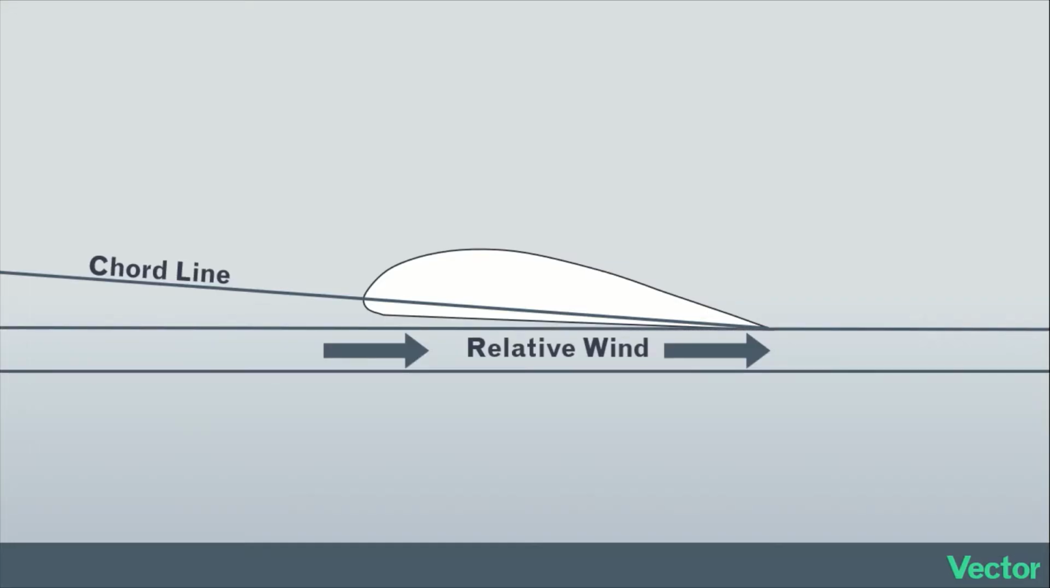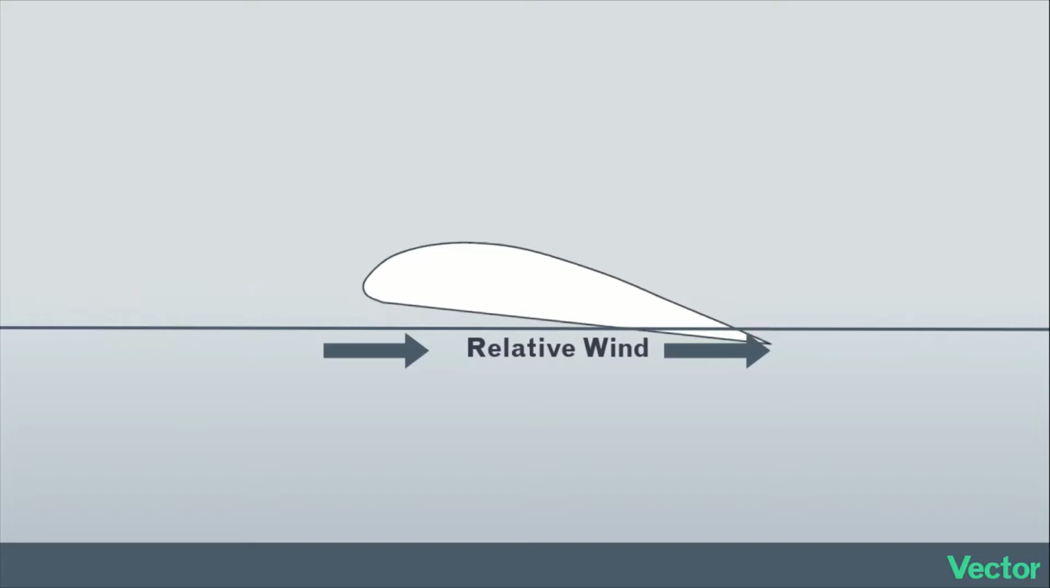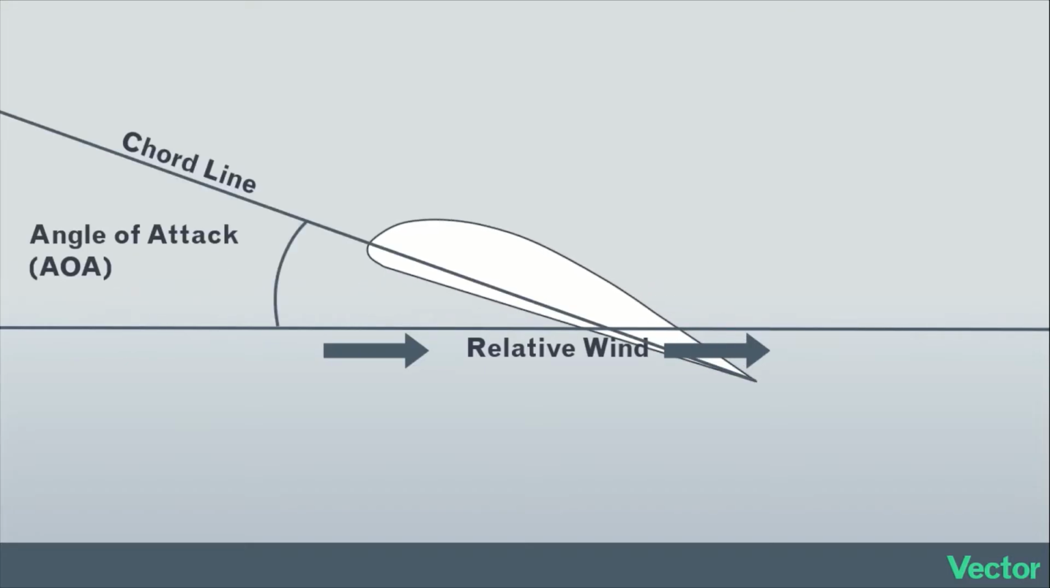The relative wind is just the airflow as it passes over the airfoil. Whatever direction the airflow is coming from and passing over the airfoil, that's the relative wind. Now, the angle formed between the relative wind and the chord line is the angle of attack, and we can change the angle of attack by pitching up and down.